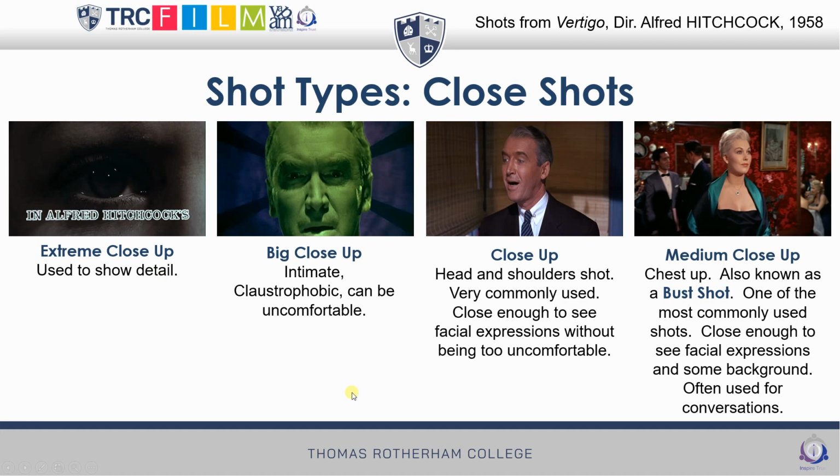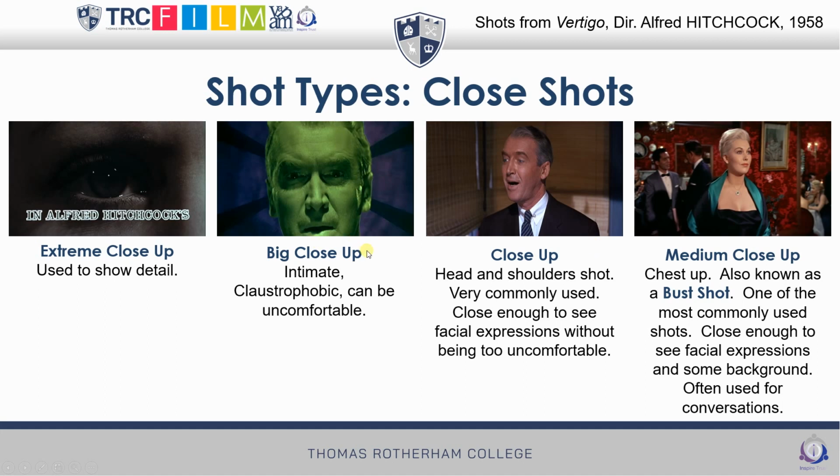Now, big close-ups can be a little bit difficult to distinguish from a close-up. But if we assume that a close-up is basically head and shoulders, so the shot is just above the head to just below his shoulders, alright? This is the most commonly used shot along with medium close-ups when it comes to close shots. It's close enough that we get a good look at that person's face. We can see their emotion. We can see their expression. We can see a little bit of the background, but it's not too uncomfortable.